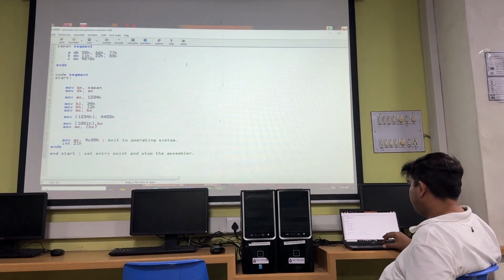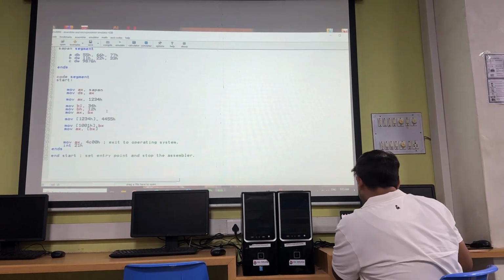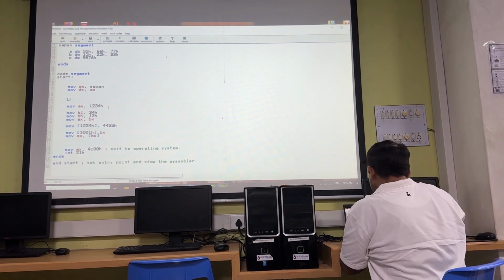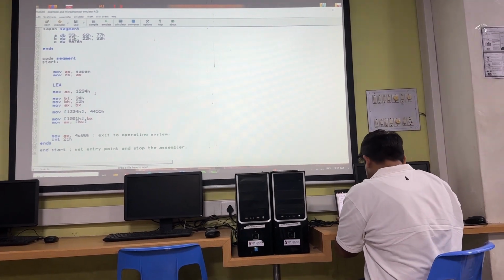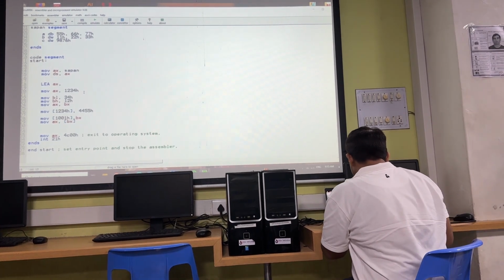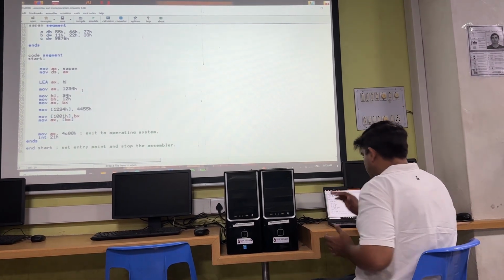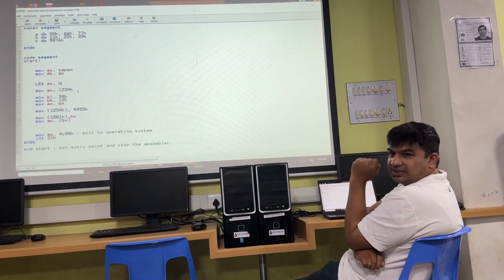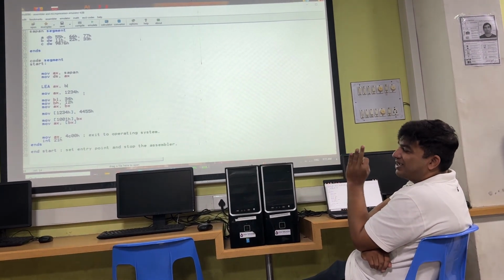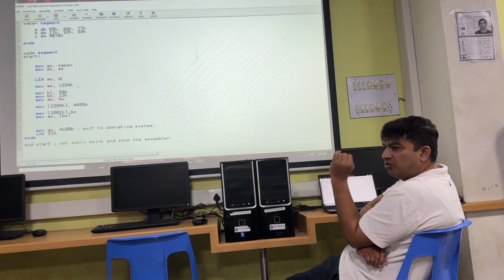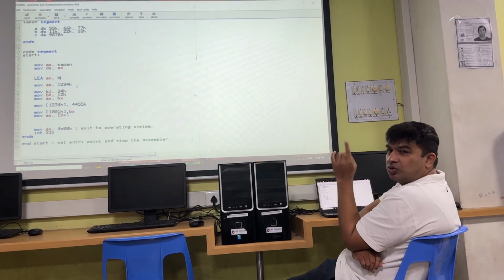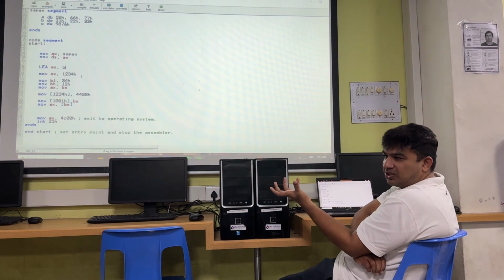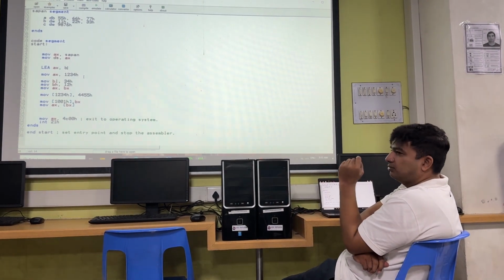Done? Okay. Now you need to tell me something. If I am writing this instruction, LEA AX comma B, what is the value that get copied into AX? First, what is LEA? Load effective address. So it will store the address. Address is offset address because our 20-bit address we can't store somewhere, right?